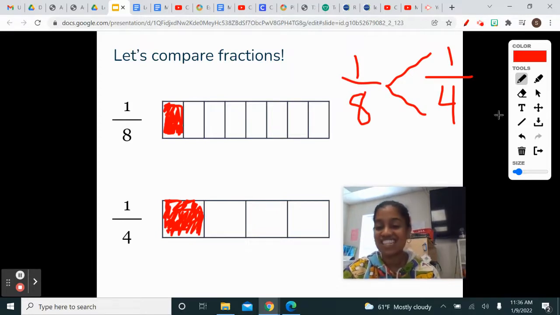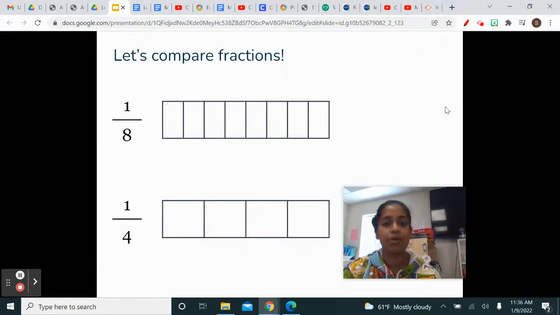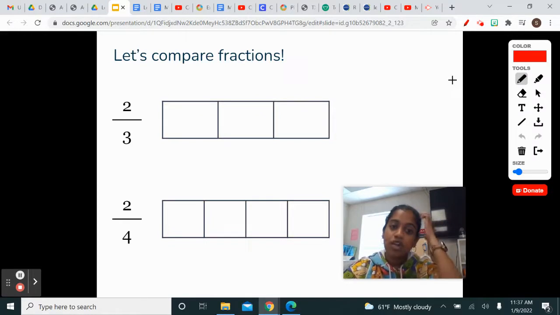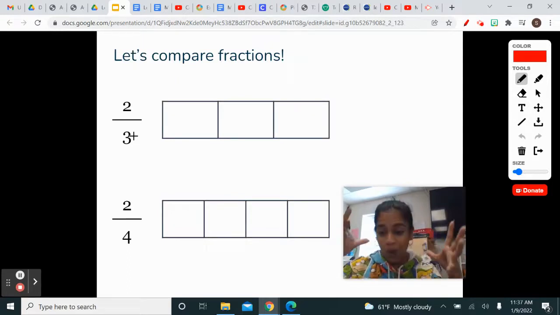All right, fantastic. Great job. Let's go on to our next example. So our next example is 2/3 and 2/4. Let's go ahead and take a look at these. When we compare fractions, our bottom number, our denominator, tells us how many pieces our whole is being cut into. So our denominator is telling us that my whole is being cut into 3 equal pieces.